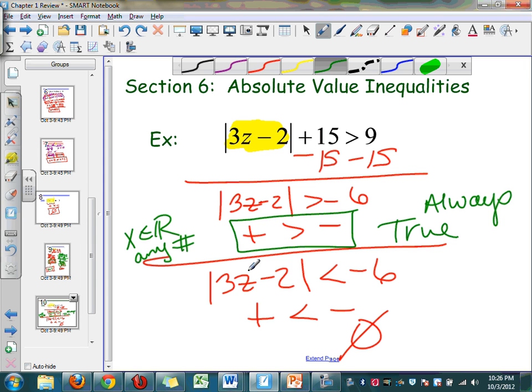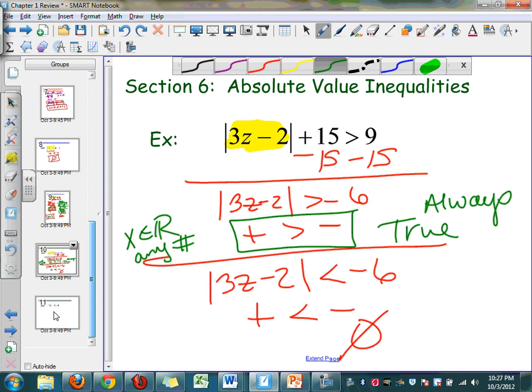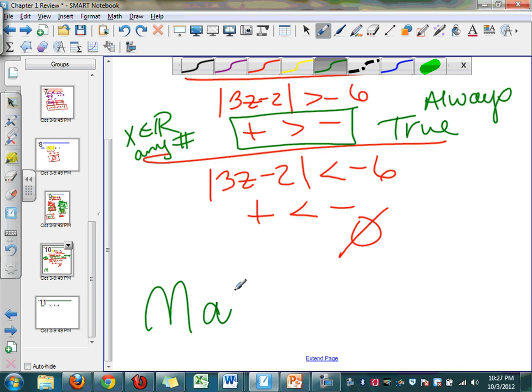You simply need to say, yeah, a positive is always greater than a negative, and because of that, it doesn't matter what x is, or z in this case. That was a tricky one. This was an example off of Math Excel that I wanted to make sure I covered. I had a question from a student previously about that, so I wanted to make sure I covered that.